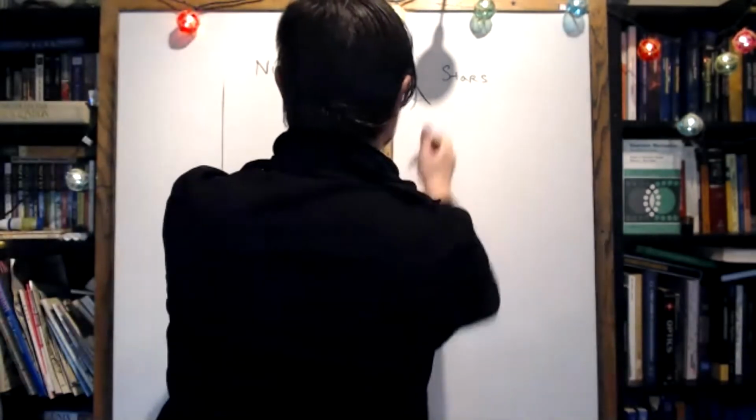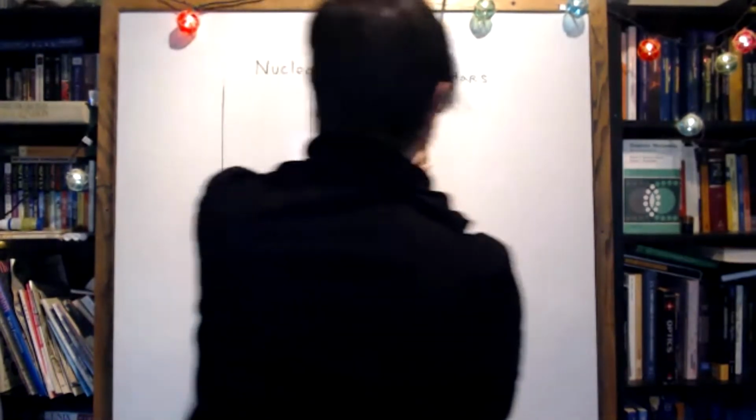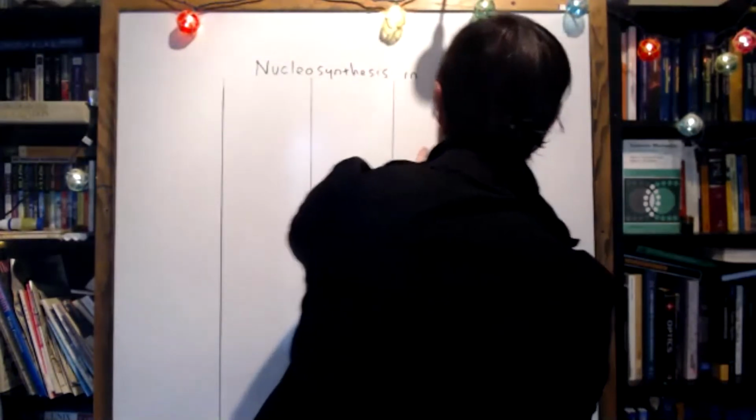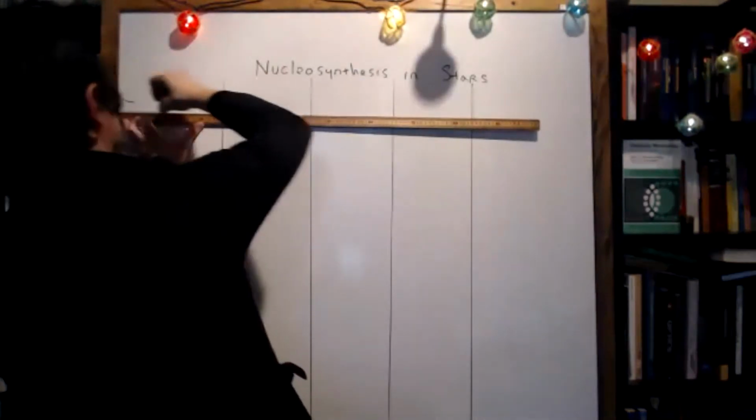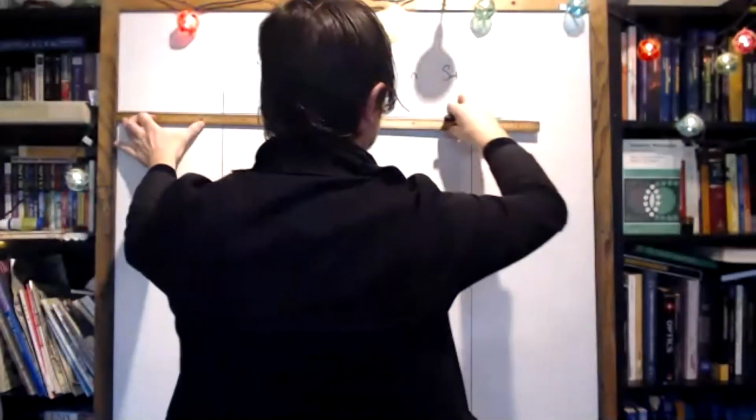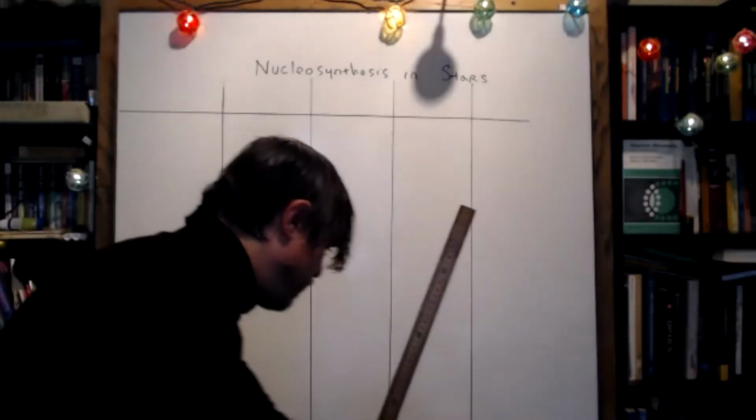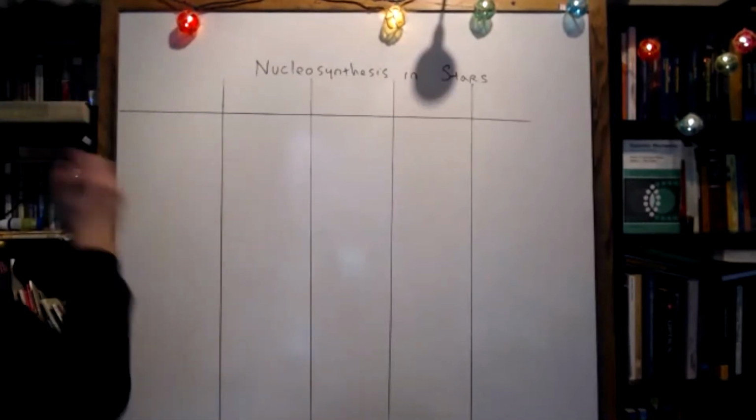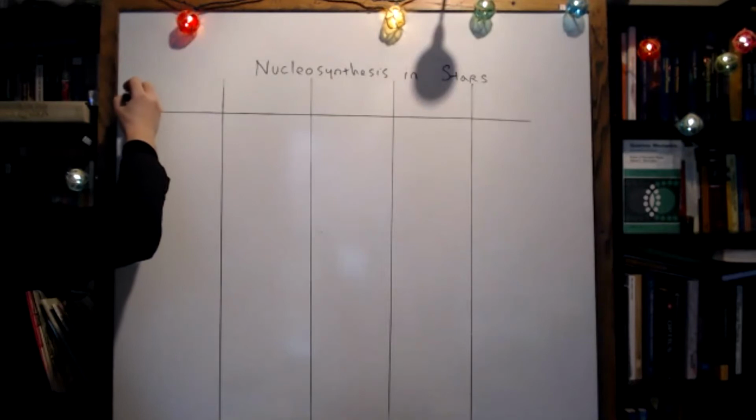So make maybe 1, 2, 3, 4, 5 columns. And I'll tell you what the categories are first. Our first class of star will be the mass class or the star type.